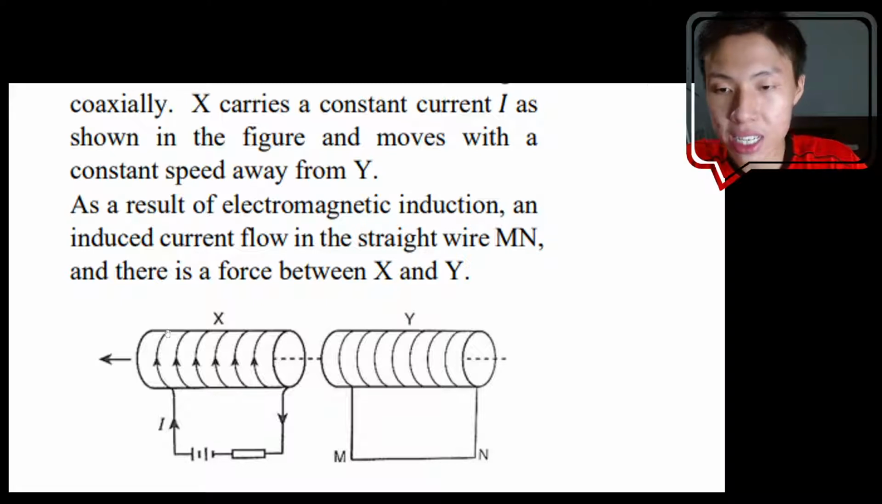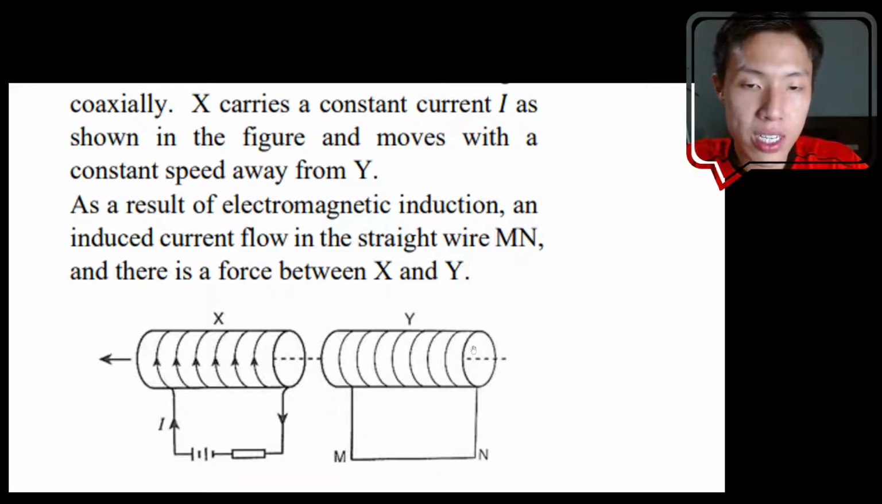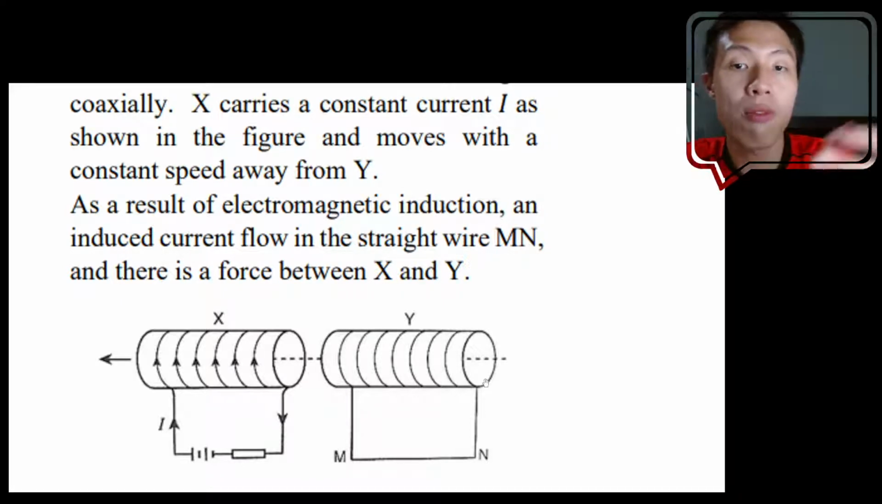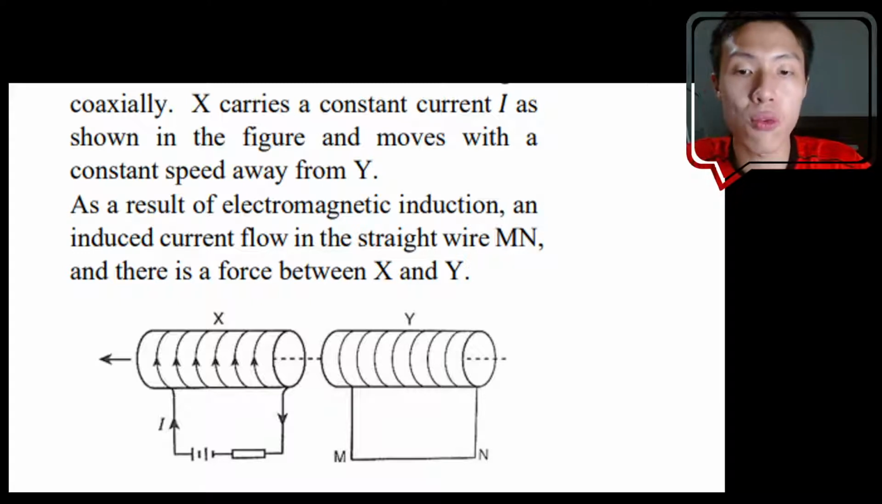The idea is like this: when we shift solenoid X away from solenoid Y, the magnetic field passing through solenoid Y will decrease. So it will cause a decrease in the magnetic flux. When there's a change in magnetic flux, there will be an induced EMF. Since this is a closed circuit, the induced EMF will induce a current in this solenoid, so there will be current passing through this straight wire MN. And there is a force between X and Y.